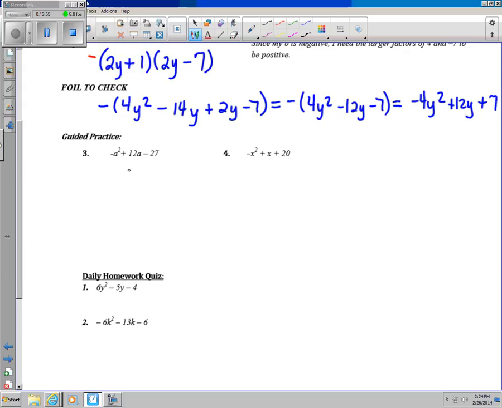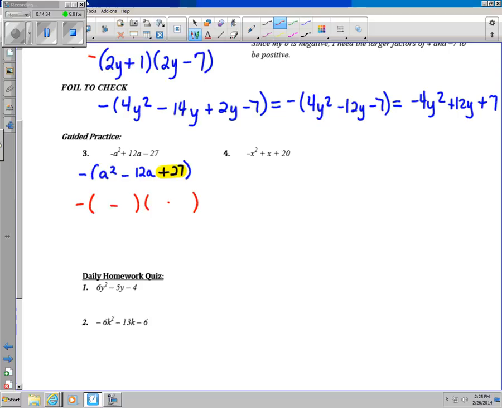Okay, so on to the daily homework quiz. This first one, we have a negative in our A term, so I'm going to pull that negative out first, and I'm going to be left with a squared minus 12a plus 27. Okay, everybody understand that, I hope. Now, my C is positive, okay, so I'm going to have 2 parentheses with negative signs. So I'm going to go ahead and leave my negative out front, and I'm going to have 2 parentheses with negative signs.